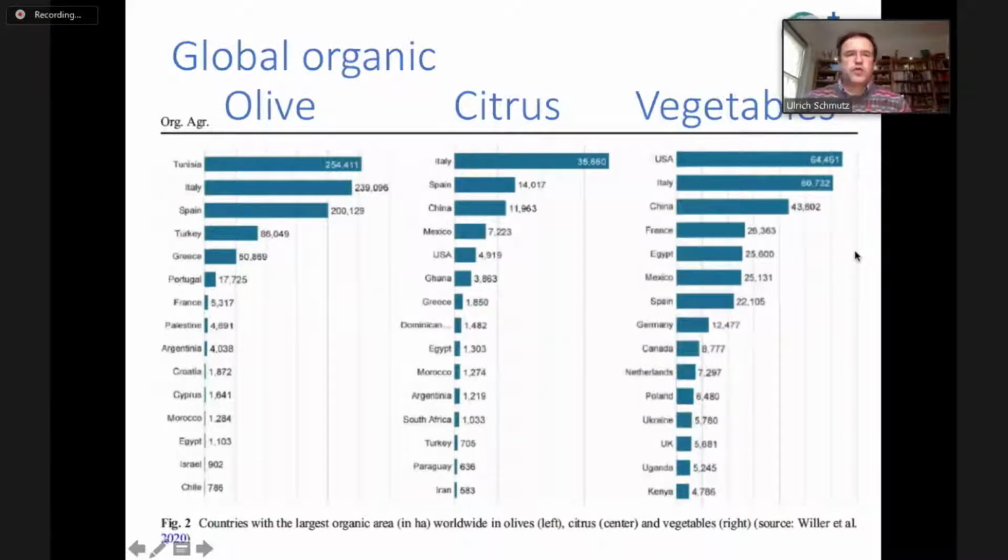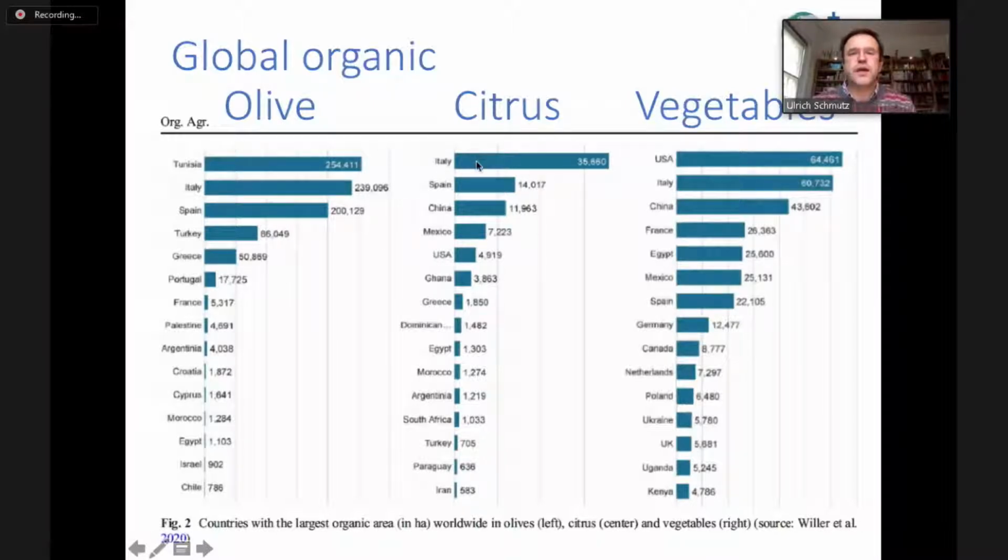So I'll just show you from this paper. We are within Global Organic. We specifically looked at these main crops: olives, citrus, and vegetables. And Italy and Europe are quite high in that. As you can see, our partners in Italy, Spain, Turkey and Greece are really among the main organic producers of olives. Tunisia is there as well.